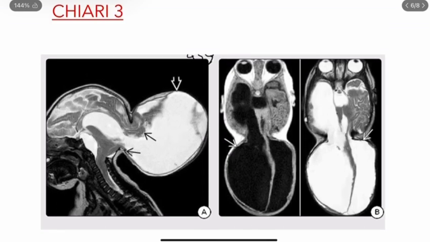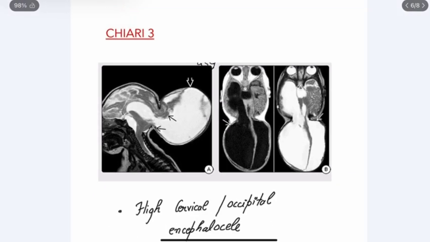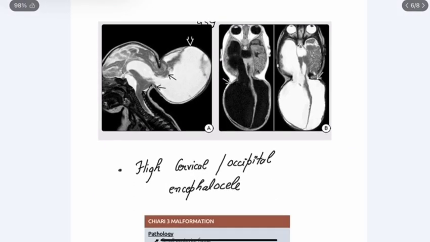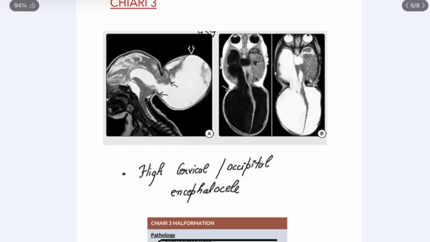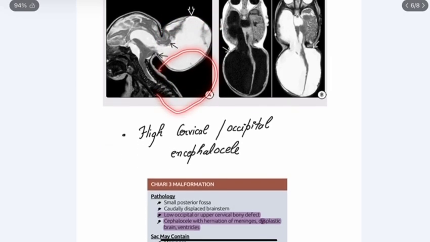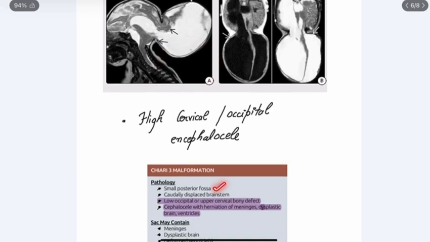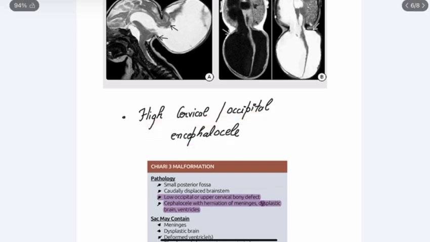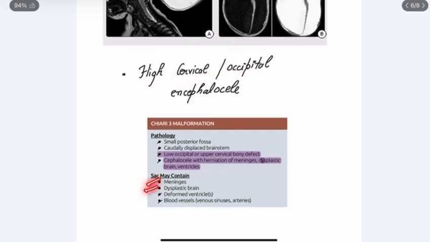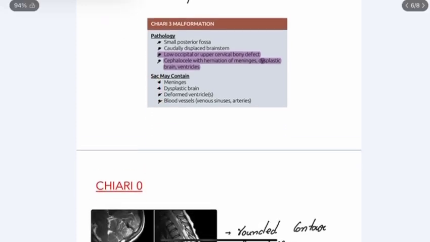Now we will study Chiari type 3 malformation. The additional finding that we see in Chiari type 3 malformation is a high cervical or occipital encephalocele. Basically, the small posterior fossa and caudally displaced brainstem are similar features. In addition, we see these findings. The sac may contain meninges, dysplastic brain, deformed ventricles or blood vessels, that is venous sinuses or arteries.